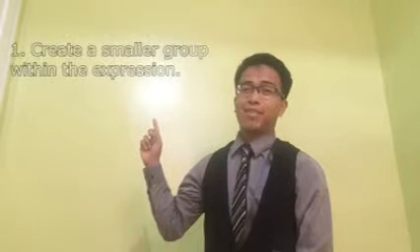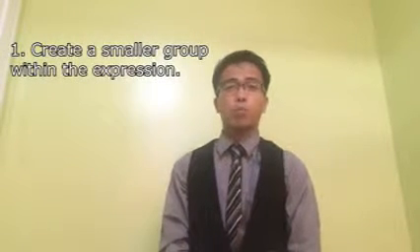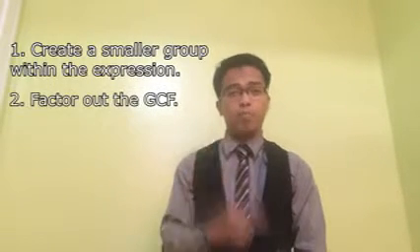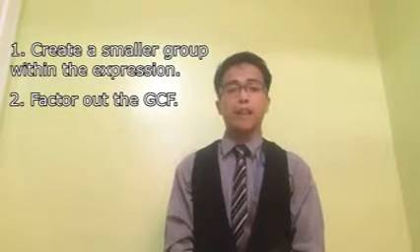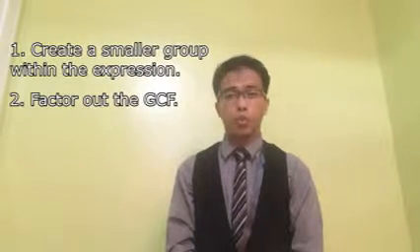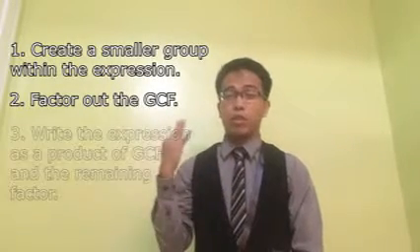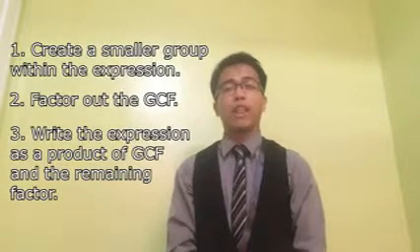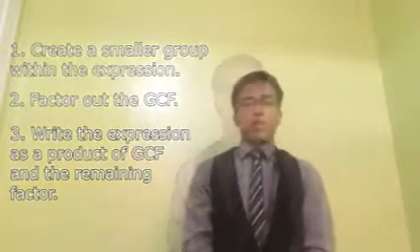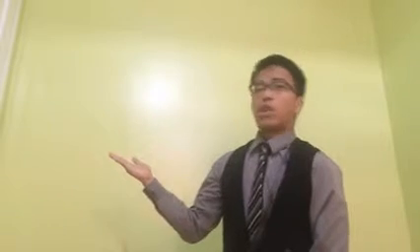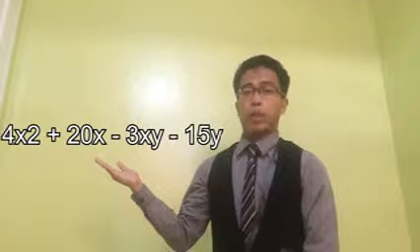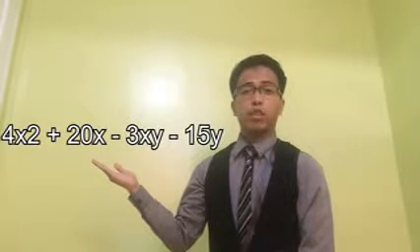Step number 1. Create a smaller group within the expression. Step number 2. Factor out the GCF from each of the two groups. Step number 3. Write the expression as a product of the GCF and the remaining factor. For example, find the factors of 4x squared plus 20x minus 3xy minus 15y.